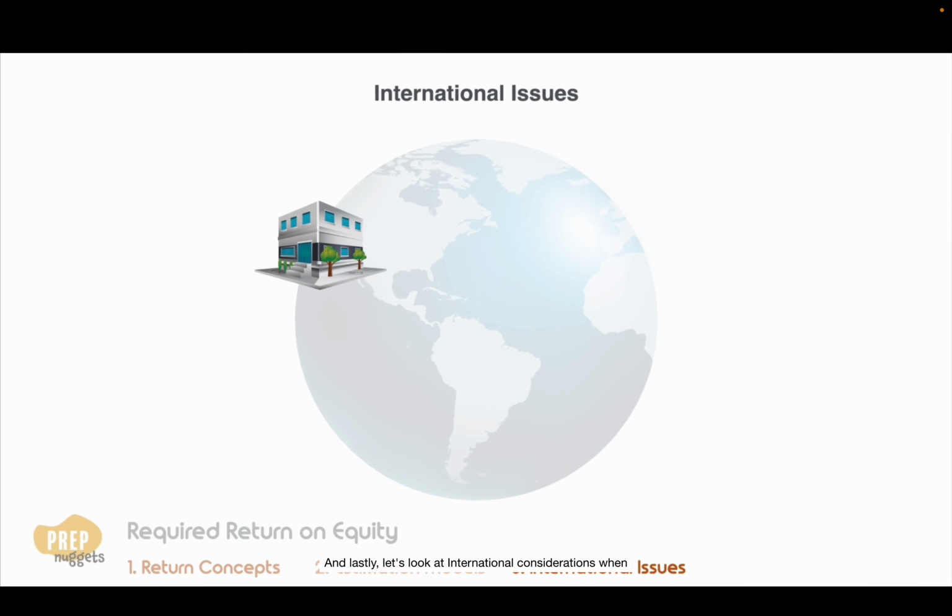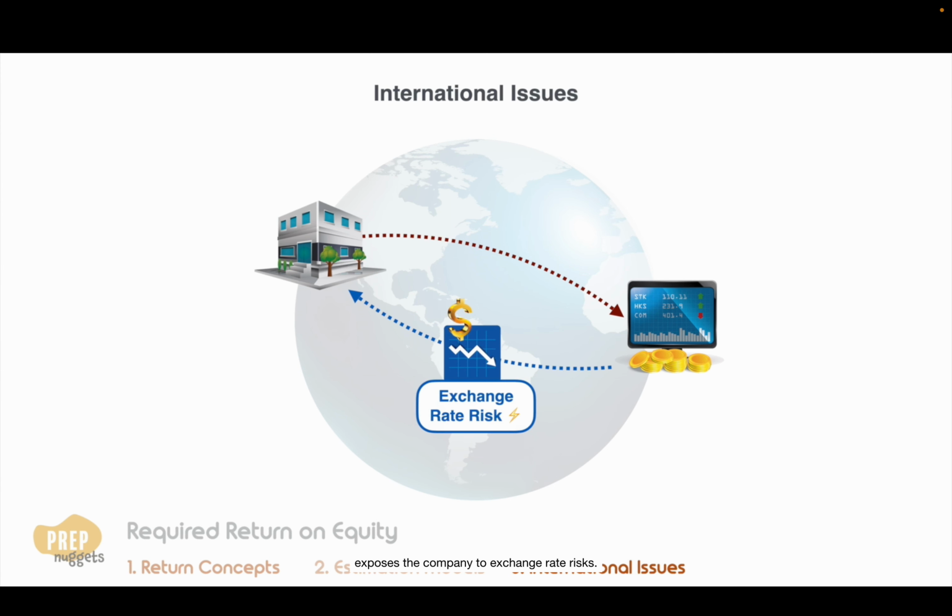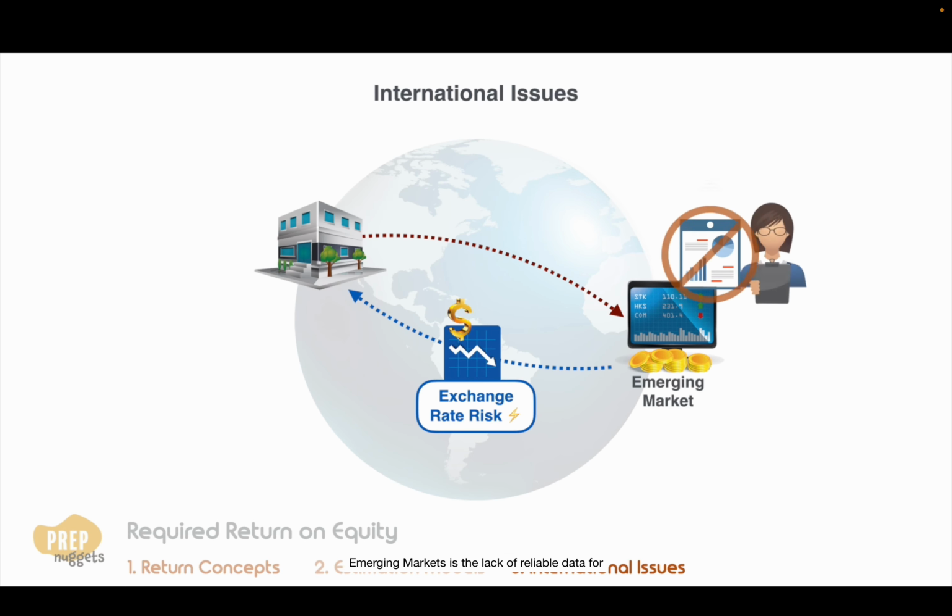And lastly, let's look at international considerations when estimating required return on equity. For companies with global operations, their overseas investments and sales, if not hedged, expose the company to exchange rate risks. Another issue, which is more common when investing in emerging markets, is the lack of reliable data for analysis. These two issues suggest an additional premium should be incorporated in the required return of companies with global operations. This is particularly so for companies with operations in emerging markets.